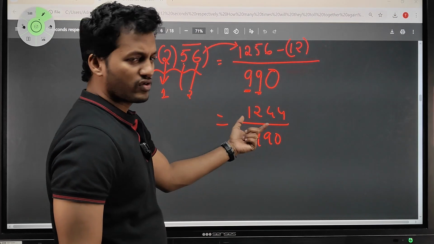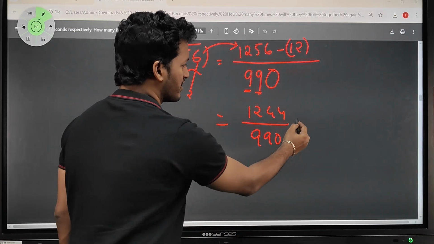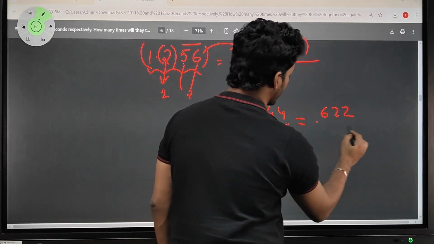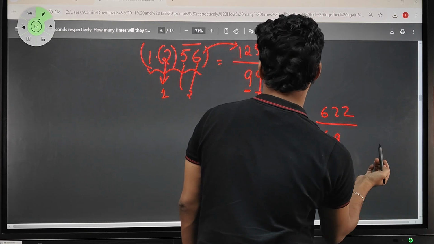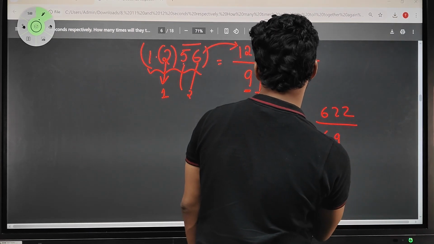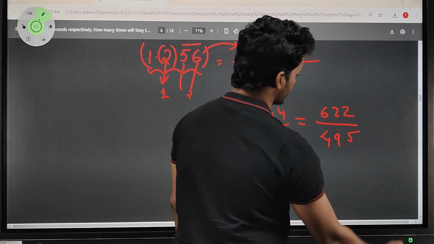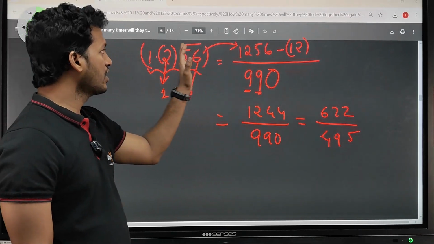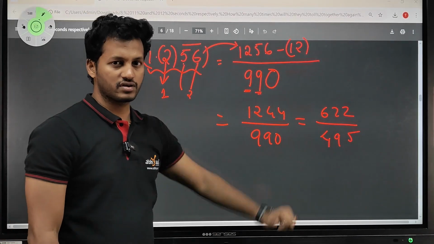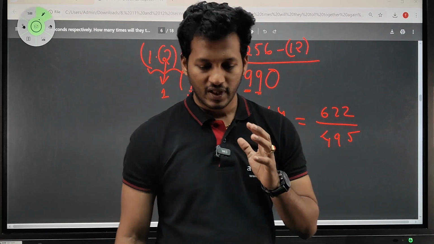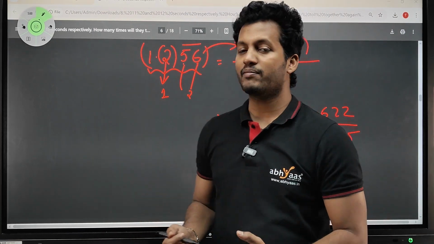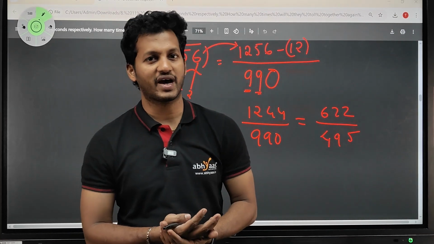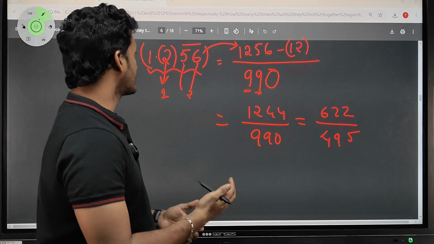Now if you want to simplify this, you can. It will be 622 divided by 495. That's it. 622 divided by 495 is the vulgar fraction, or the fraction conversion, of that whole number. This type of problem can be asked in your IIM exam, because these are very basic.